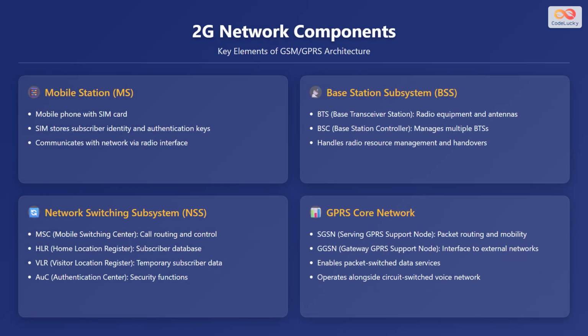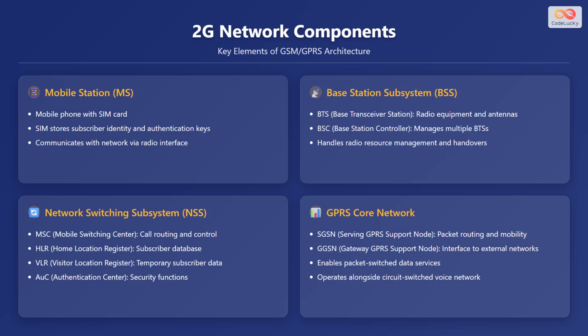Let's examine the key components that make up the 2G network architecture. First, we have the mobile station, which is the mobile phone equipped with a SIM card. The SIM card stores the subscriber's identity and authentication keys, allowing the phone to connect to the network via a radio interface. Next is the base station subsystem, or BSS.